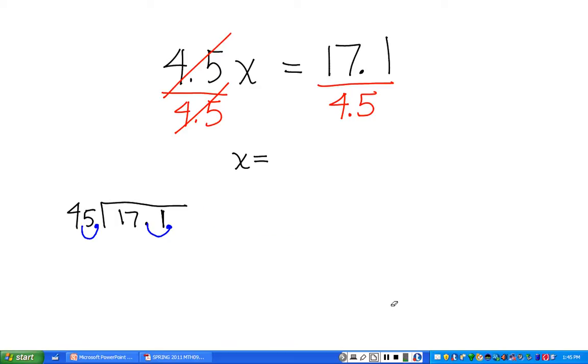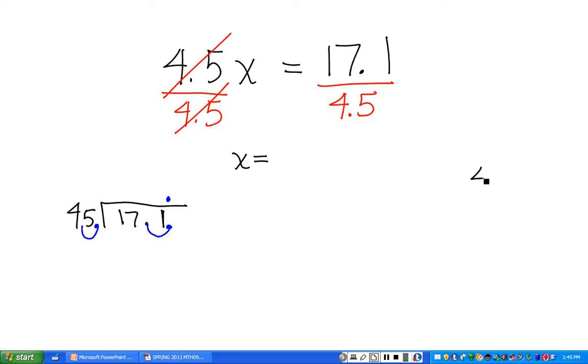Now, whenever you move your decimal, go ahead and put it right above that decimal once you've moved it, not before. Once you've moved it, put that decimal right above it. Now let's figure out how many times 45 goes into 171.